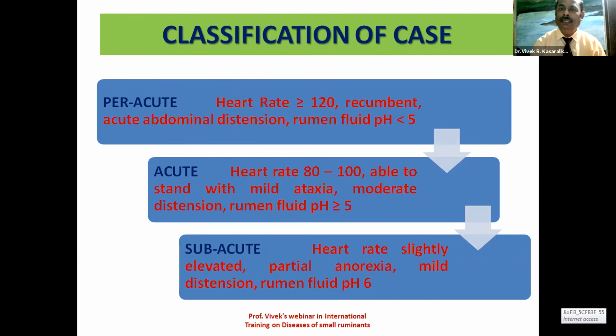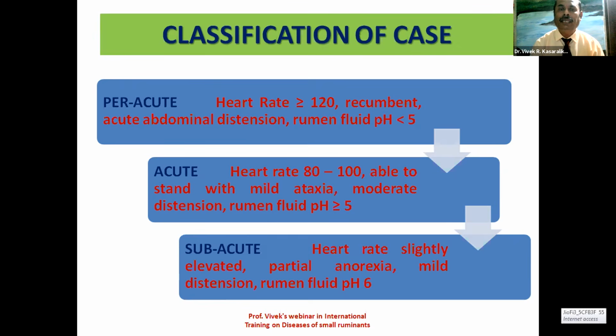Well, when you say that the sheep or goat is suffering from acute lactic acidosis, the heart rate is ranging between 80 to 100 beats per minute. When you make the animal stand, it is able to stand for a while, but it will always have a mild ataxia and loss of balance, and it tries to sit. But for a certain period of time, the animal will be able to bear the body weight.